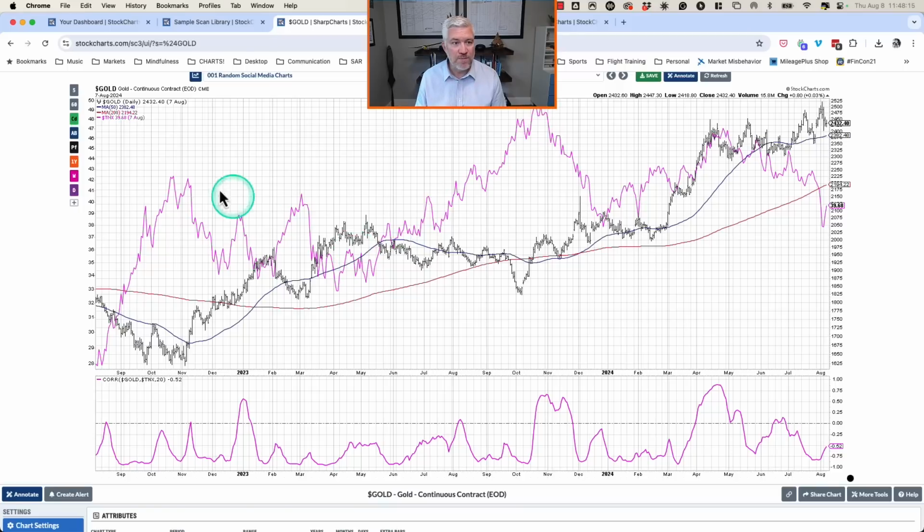The pink line in the background is $TNX. That's the 10-year treasury yield. So basically looking at interest rates versus gold. And you can see visually, right? When gold is going down, rates tend to be going up. When rates are coming down, gold tends to be going up. And that's that inverse relationship I'm talking about. I'll explain why that makes sense here in a minute.